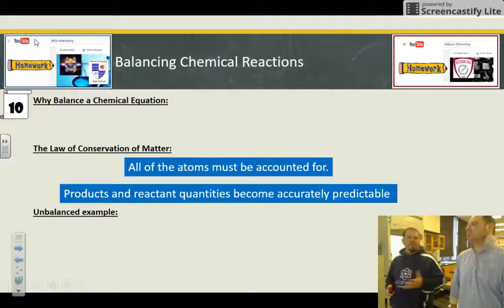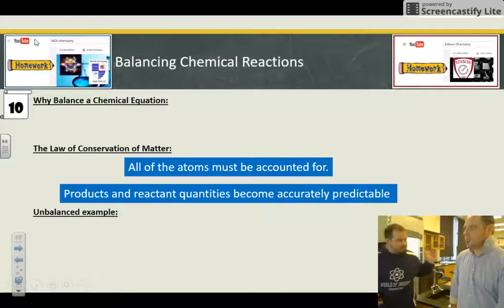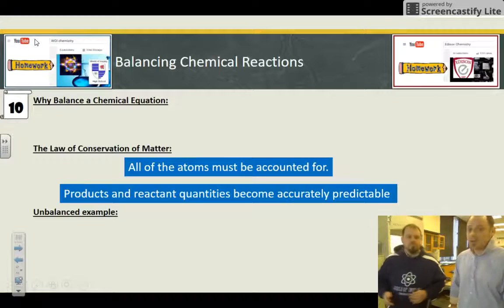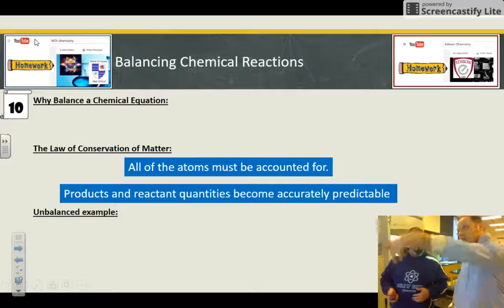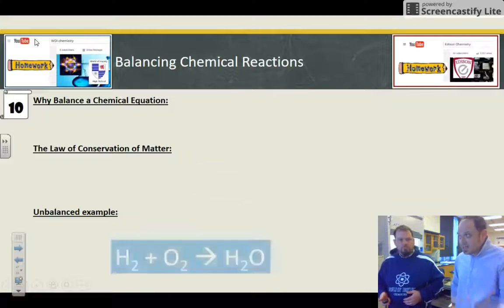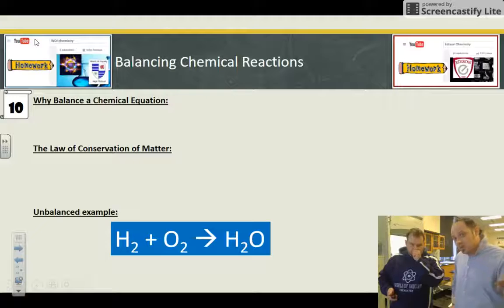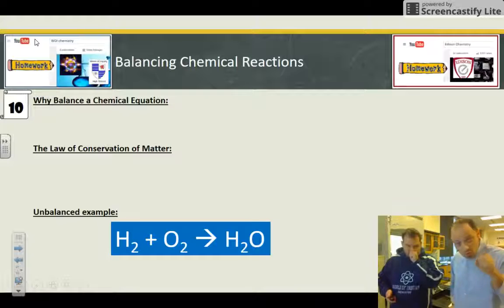The product and reactant quantities of carbon must be the same. And everything becomes accurately predictable. And we'll be able to use this in a later lesson to predict the outcomes of reactions. This is an equation that is not balanced. And let me show you how.